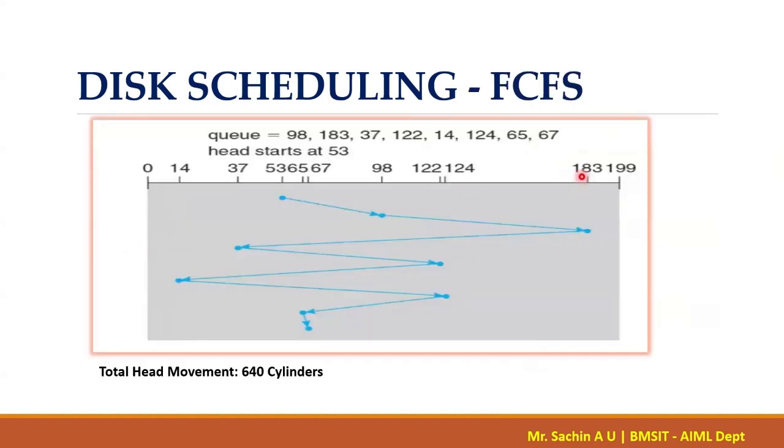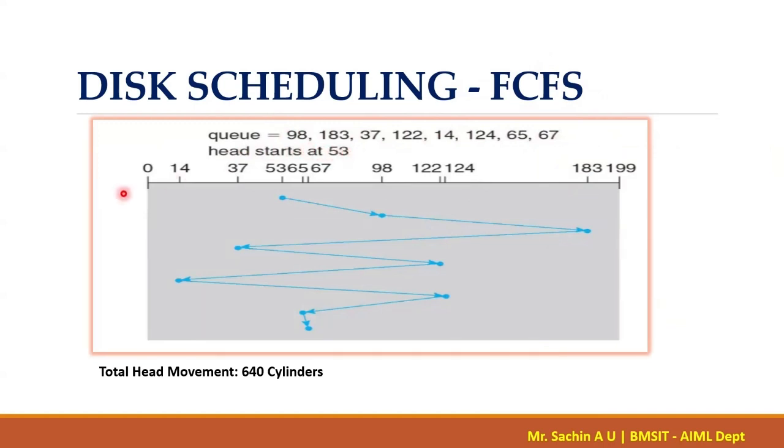As you can see here, this is the first algorithm, the scheduling algorithm FCFS. FCFS means first come, first serve. This is the queue. This is how we will mainly find problems on scheduling algorithms in your exams. You will be given this queue status and where the head starts.